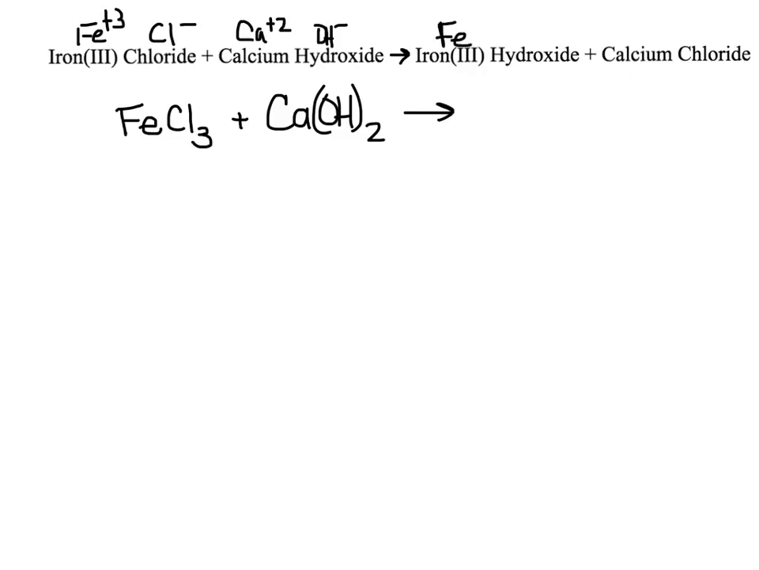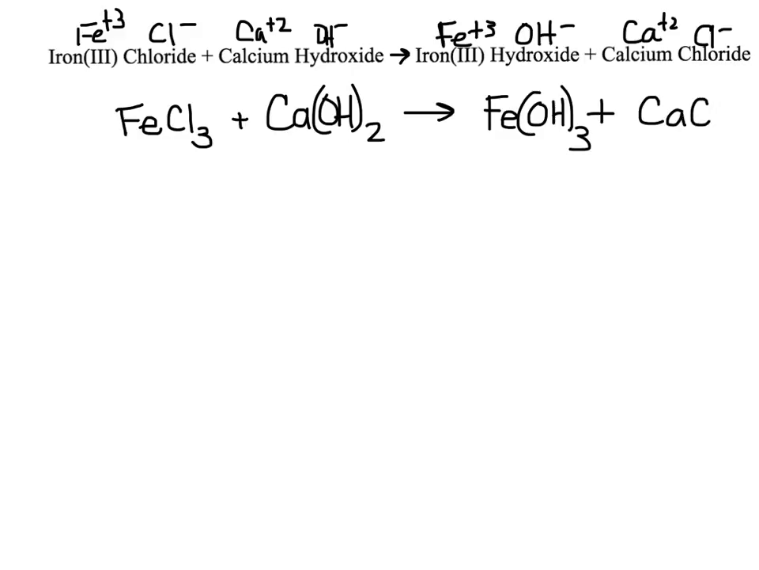Forms iron 3 hydroxide. That's iron with a +3. Hydroxide has a -1. So now we have FeOH3 plus calcium chloride. Calcium +2. Chlorine has a -1. So this is going to be CaCl2. All right. So now that we've got our equation written out, we're going to balance.